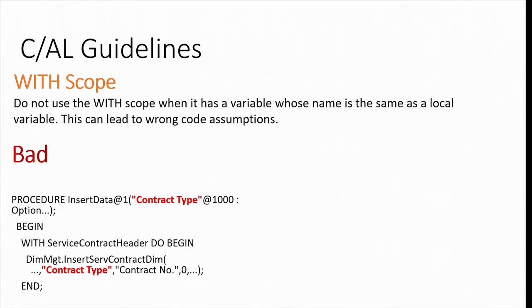In this example here, of course, you all know NAV so well that you know that service contract header has a field that is called contract type. What's this one? And it is actually, if you debug, and that often happens when you have to do with width, that you actually need to debug, and debug is time-consuming.